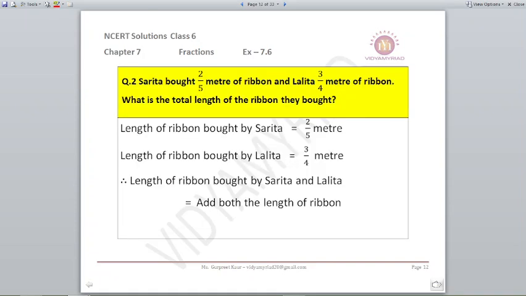Question number 2. Sarita bought 2 upon 5 meters of ribbon and Lalita 3 upon 4 meters of ribbon. What is the total length of the ribbon they bought? So we have the length of the ribbon bought by Sarita given as 2 by 5. We have Lalita's ribbon, that is 3 by 4. To find out the total length, we need to add both the fractions.